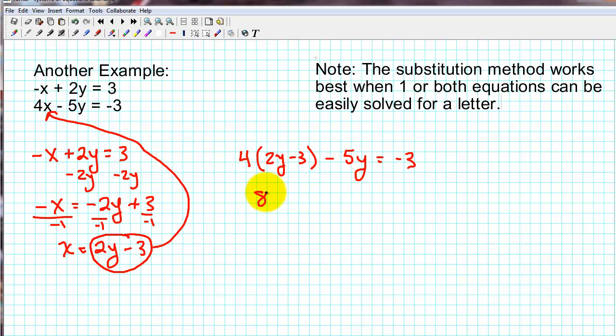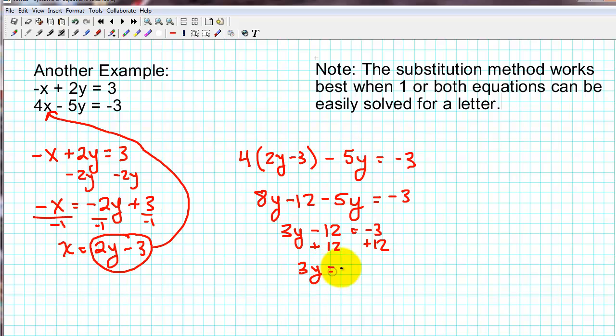We're going to distribute the 4. And now we can combine those two like terms, so we have 3y minus 12 equals negative 3. We can get the y by itself. So we have 3y equals 9, and we divide by 3, and we get y equals 3. Now this is the y value at our solution. We need to find the x value.